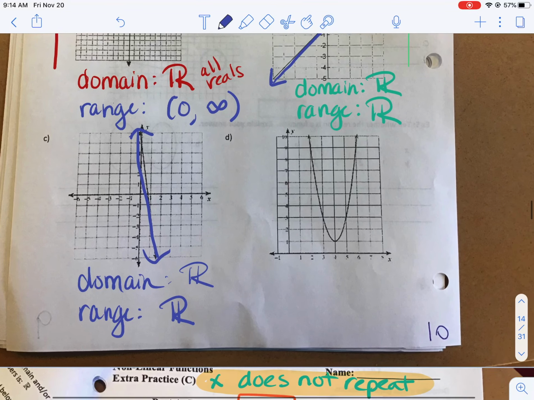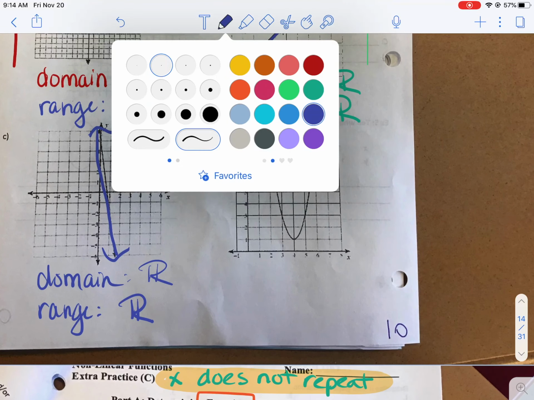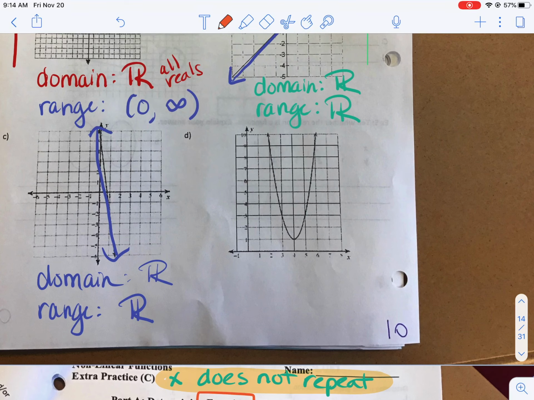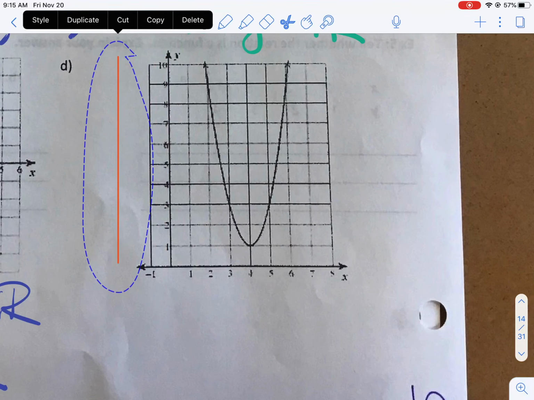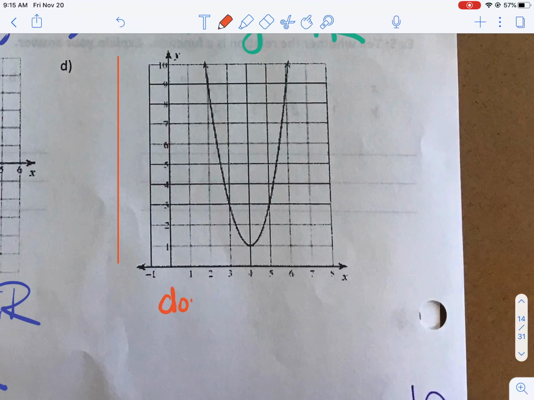And then last but not least, this is a quadratic or a parabola. We're going to talk about these much more. If I draw my vertical line to check the domain, and I circle it, I'm going to go this way. Do you see how the arrows are going on forever in both directions? So for any U-shaped graph like this, the domain is going to be all reals.